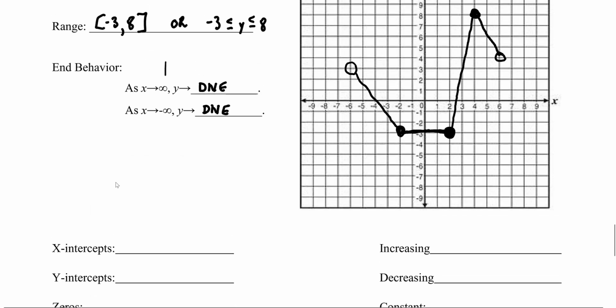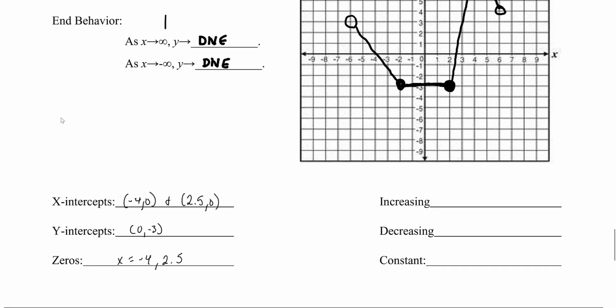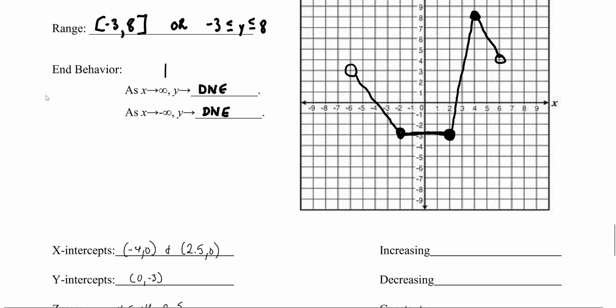Encourage you to pause the video one more time and try this last set of problems. So here's our intercepts and our zeros. And let me just go ahead and do increasing, decreasing. This can sometimes be tricky. So again, we're going to start from left to right, just like we read a book. It's how we read a graph.